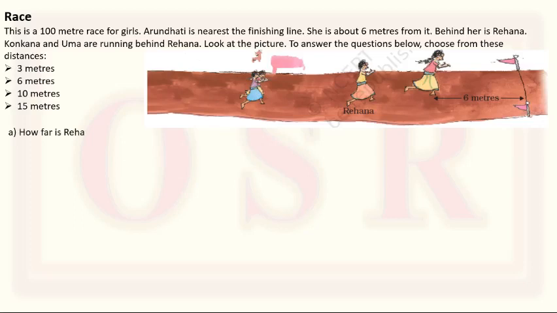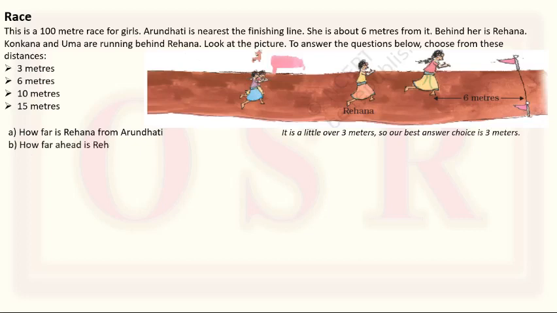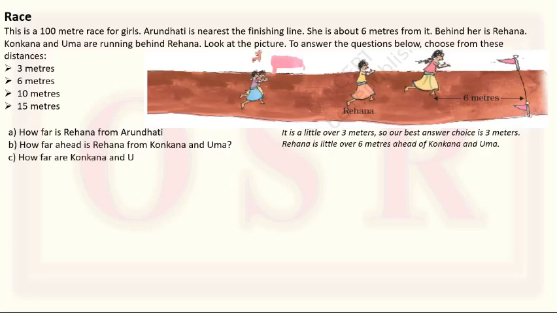Okay guys, now how far is Rihanna from Arundhati? Take your scale and measure it. It's a little over 3 meters, so our best answer choice is 3 meters. How far ahead is Rihanna from Konkana and Uma? Again use your scale. Rihanna is little over 6 meters ahead of Konkana and Uma. How far are Konkana and Uma from the finishing line? Konkana and Uma are 15 meters from finishing line.